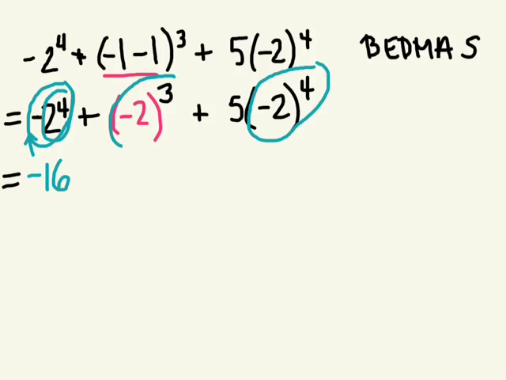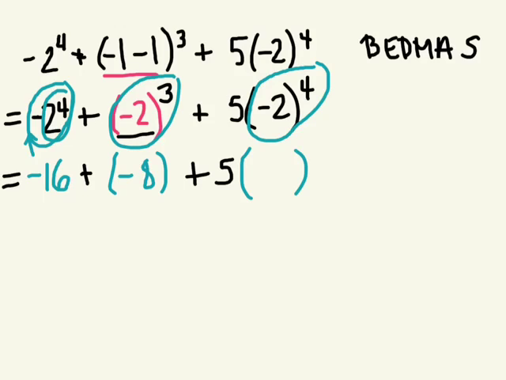Oh, sorry, we have another exponent. Plus, base is negative, odd number as the exponent. The answer will be what? Negative. Good. -8 plus 5. What does this bracket mean? What operation? Times, and we have a negative base, an even number, so the answer will be what? Positive 16. Good.